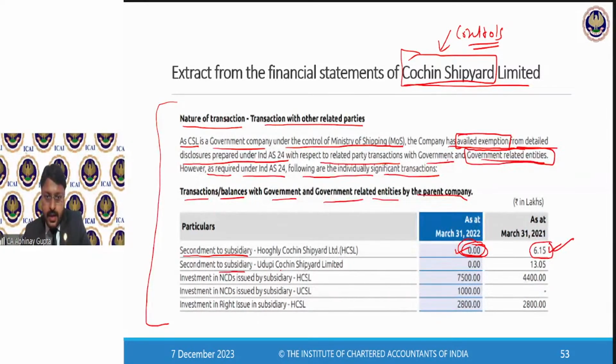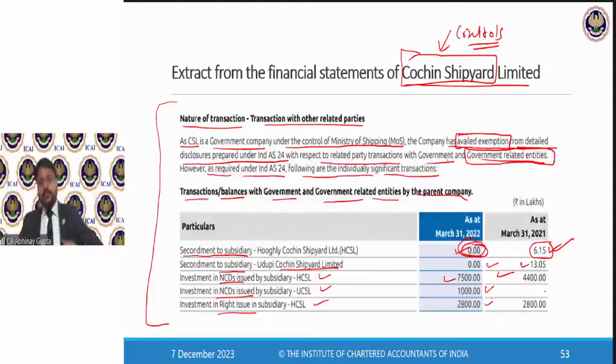Secondment to subsidiary, again another subsidiary. So again the same thing, right? Investment in NCD, because this is an individually significant transaction, hence disclosed. Investment in NCD, investment in rights issue, right? So all these are other government related entities which are controlled by the same government as Cochin Shipyard, right? So they are disclosing this.